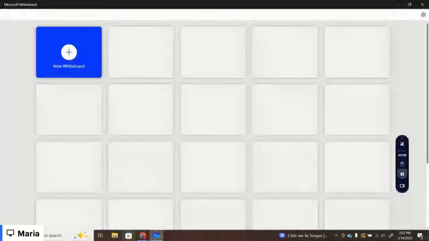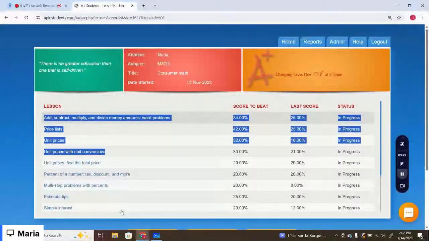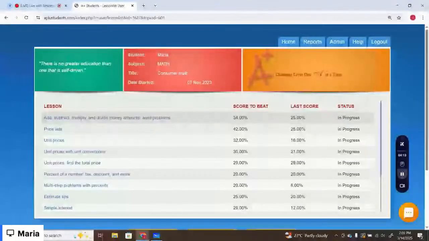We are here for create A plus students.com. And math, and then click on view all lessons.